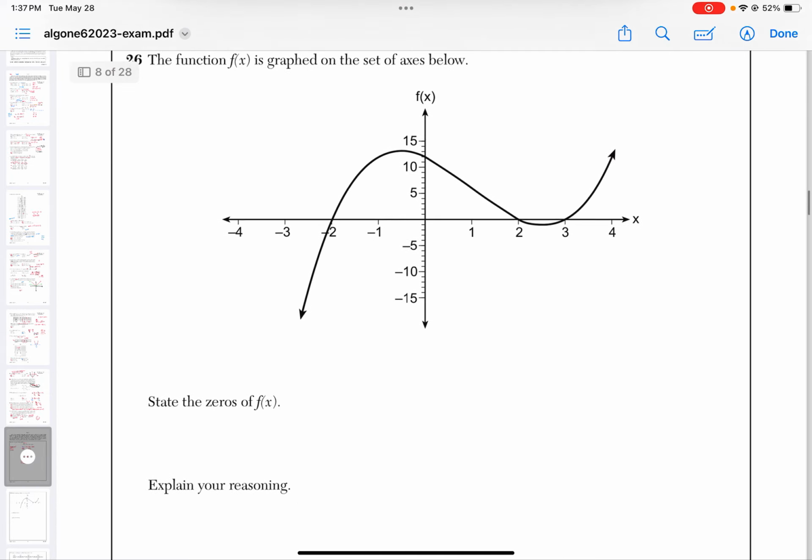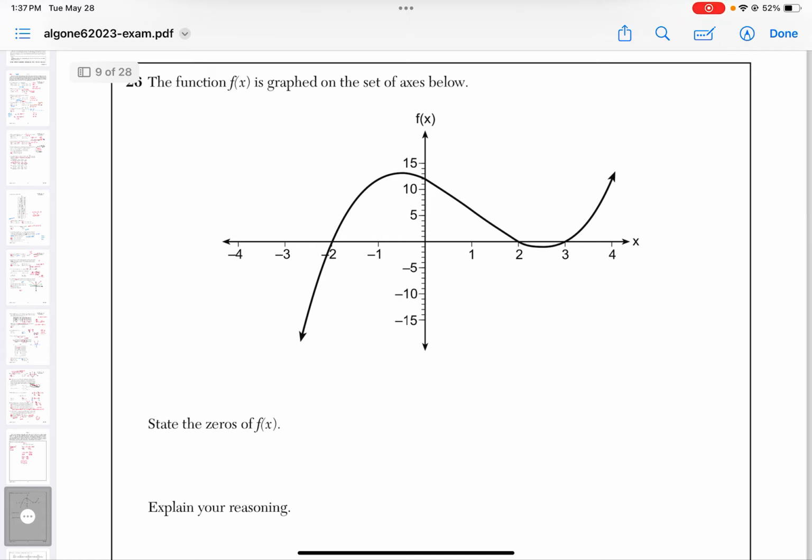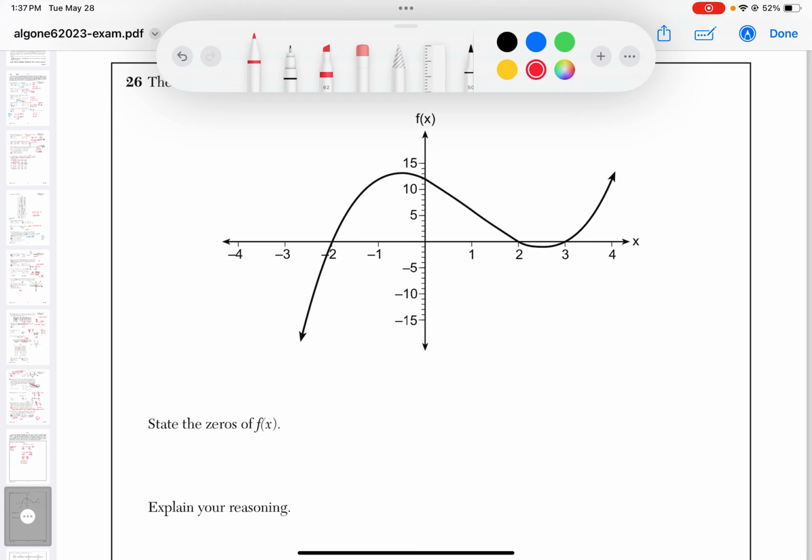Moving on, number 26, the function is graphed on the set of axes below. State the zeros of f of x. Now, zeros is the same thing as solutions, is the same thing as x-intercepts. They are the same. Equals roots, the roots of the function. They all mean the same thing. The points, the values of x that cause the function to have an output of 0.